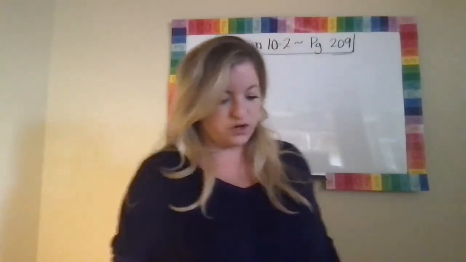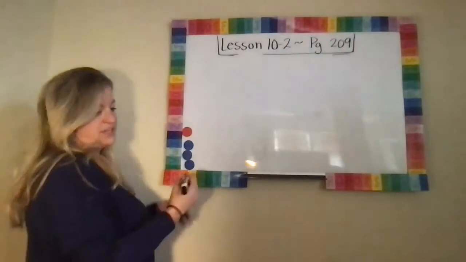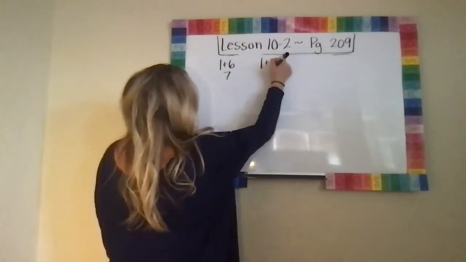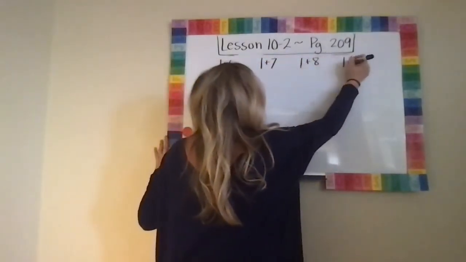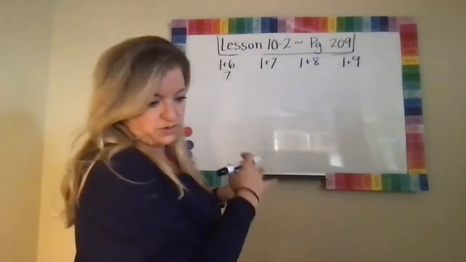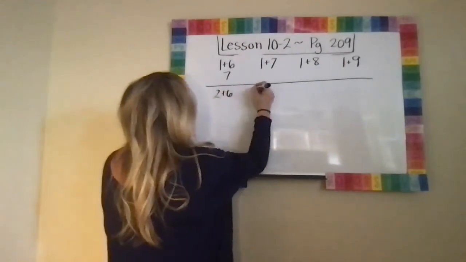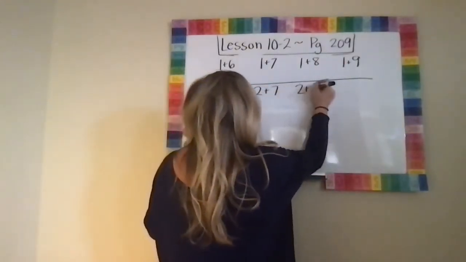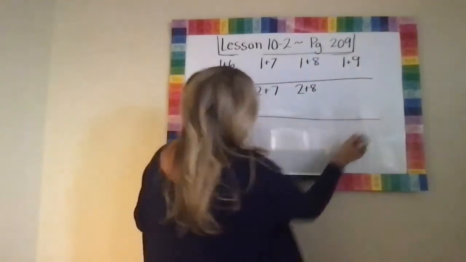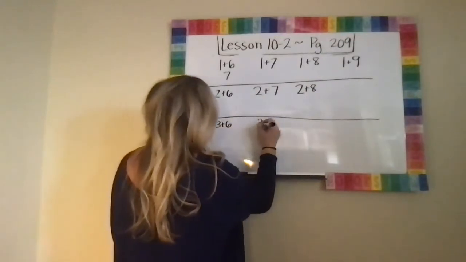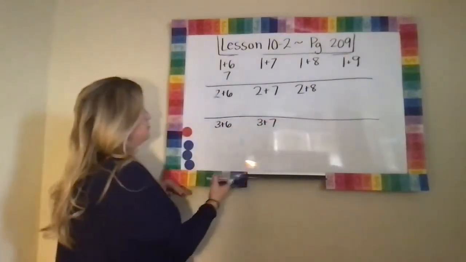Number 3 on the next page, when you turn the page, says write the totals in the table. So you're going to do 1 plus 6, which they did for you, is 7. 1 plus 7, 1 plus 8, 1 plus 9. That is what goes all the way across. Then in the next row, you have 2 plus 6, 2 plus 7, 2 plus 8. And then the last row is 3 plus 6, 3 plus 7, and we stop there.